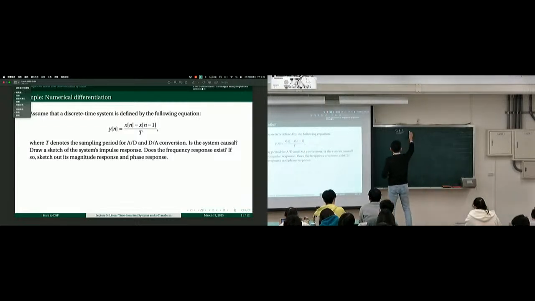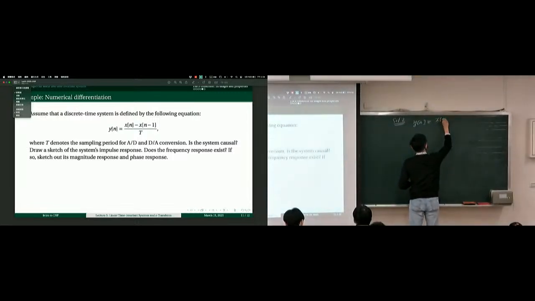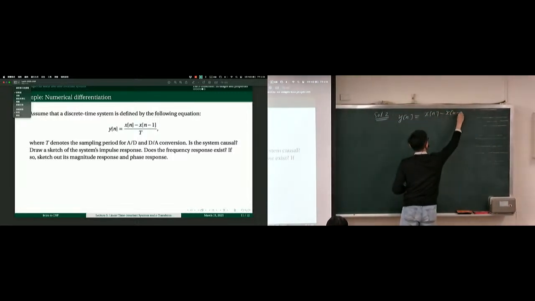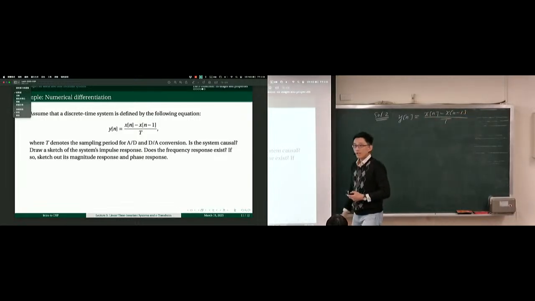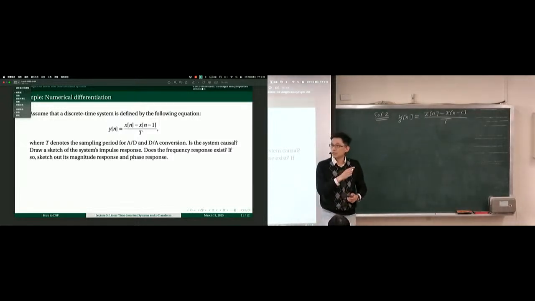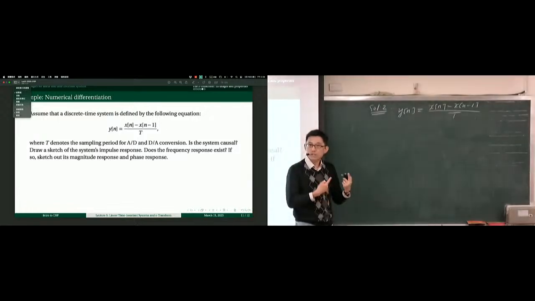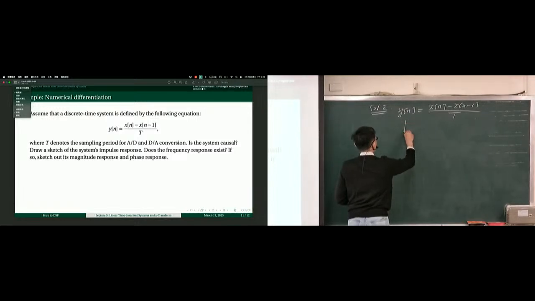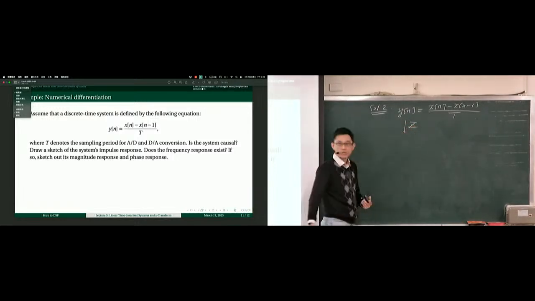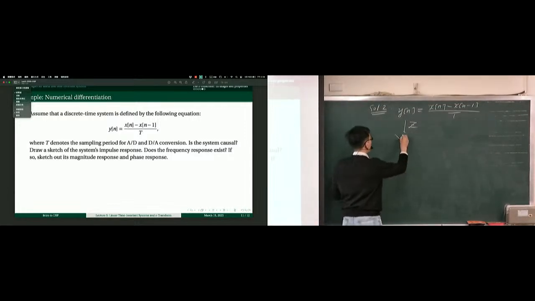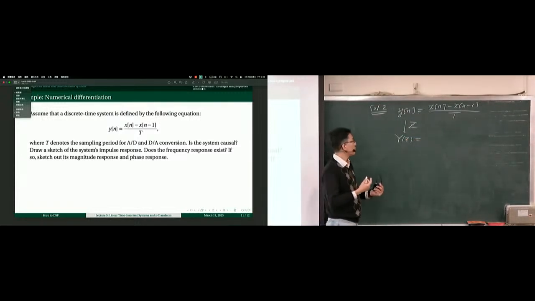Okay, so let's do that. Solution 2, starting with y[n] equals x[n] minus x[n minus 1], divided by T. That's in the time domain. So let's take both sides of the equation to the Z domain, applying the Z transform to both sides of the equation. On the left side, if I use script Z to denote the Z transform, the result, of course, is Y(z). By definition, we don't even need to show it at this moment.